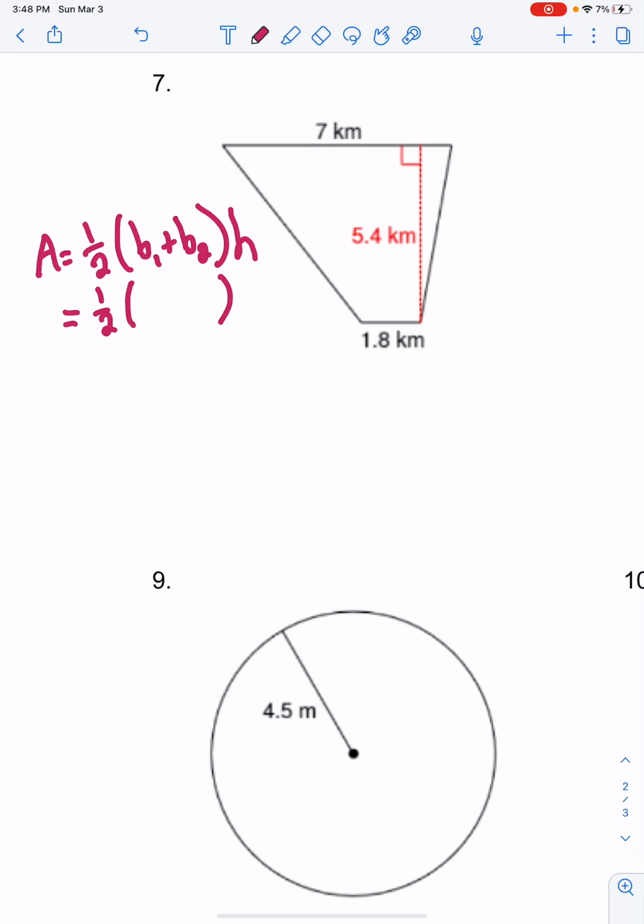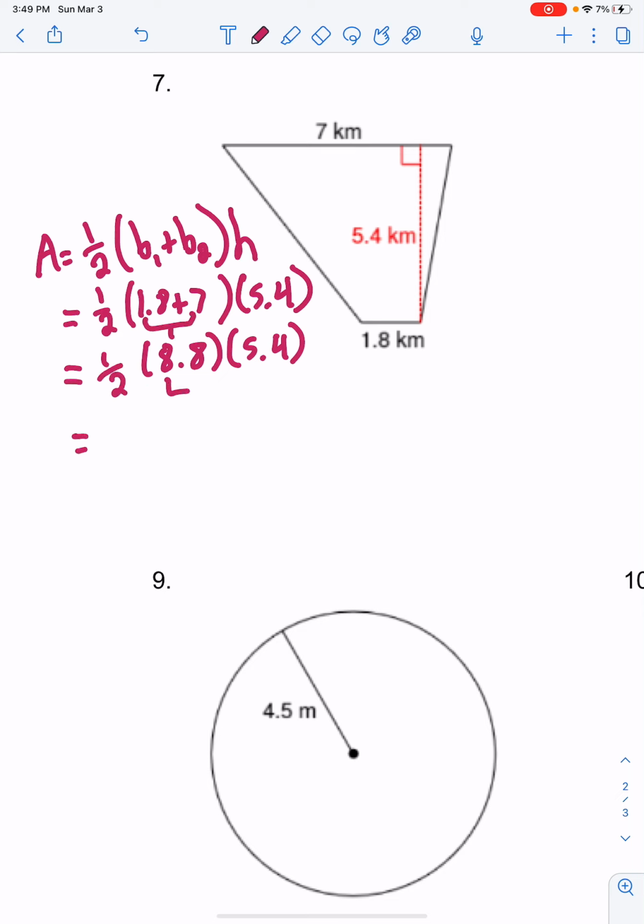All right, our 2 bases are 1.8 and 7. So we're going to do 1.8 plus 7, and then times the height of 5.4. And then we're going to divide by 2. So 1.8 plus 7 is 8.8. Next, we're going to do 8.8 times 5.4, sorry.